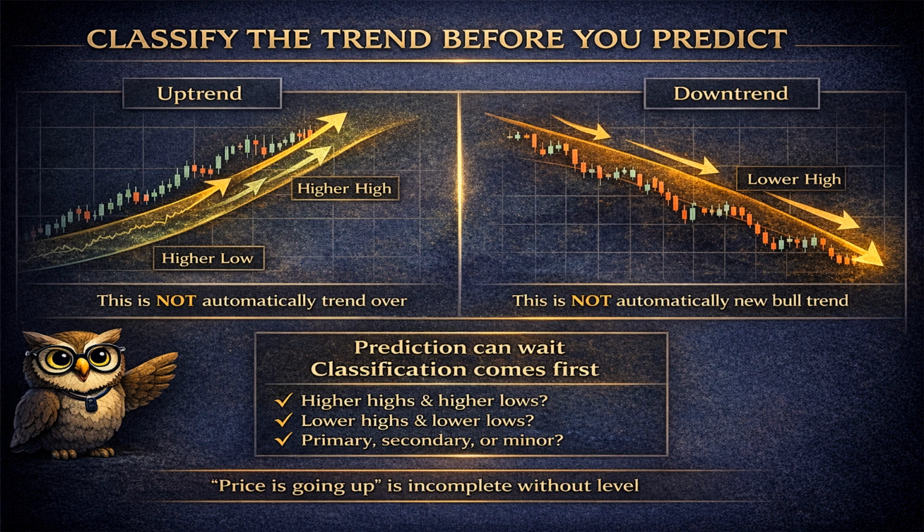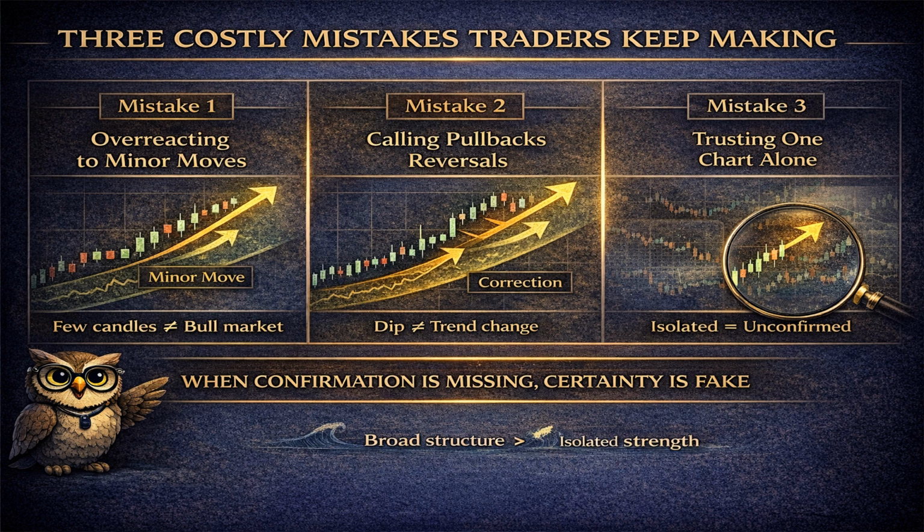Because when traders say, price is going up, that statement is incomplete. Going up on what level? A one-day bounce? A 3-week reaction? Or the actual dominant trend? Dow theory forces precision. Now let's get into the mistakes, because this is where the lesson becomes useful.